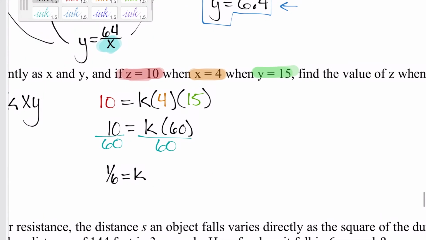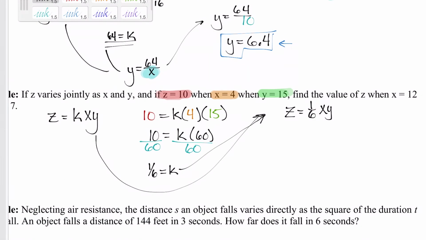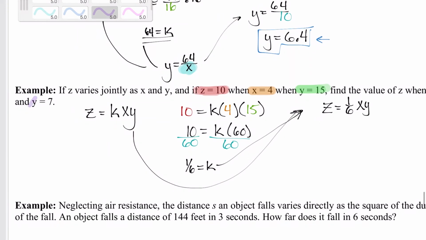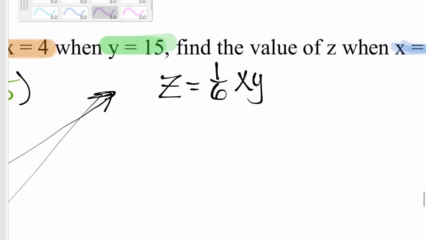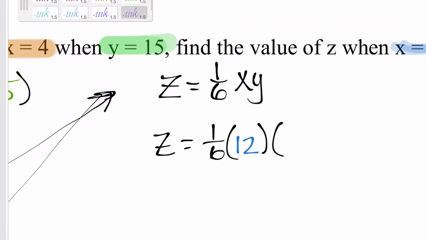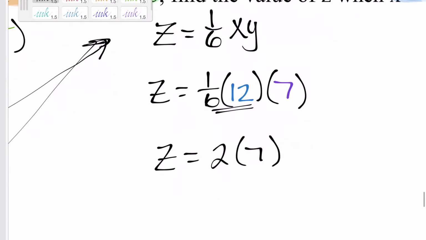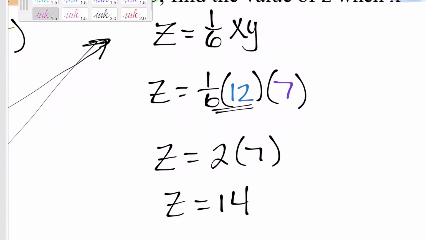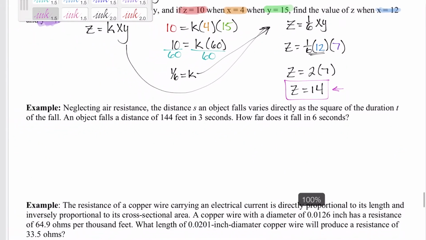So now that I have my new k, I can fashion myself a new formula. And then they want me to figure out what z is whenever my x value is 12 and my y value is equal to 7. So I'm going to plug in 12 and 7 and then figure out what z is, like they've asked me to do. Now that I've found my z, I am done. Ta-da!